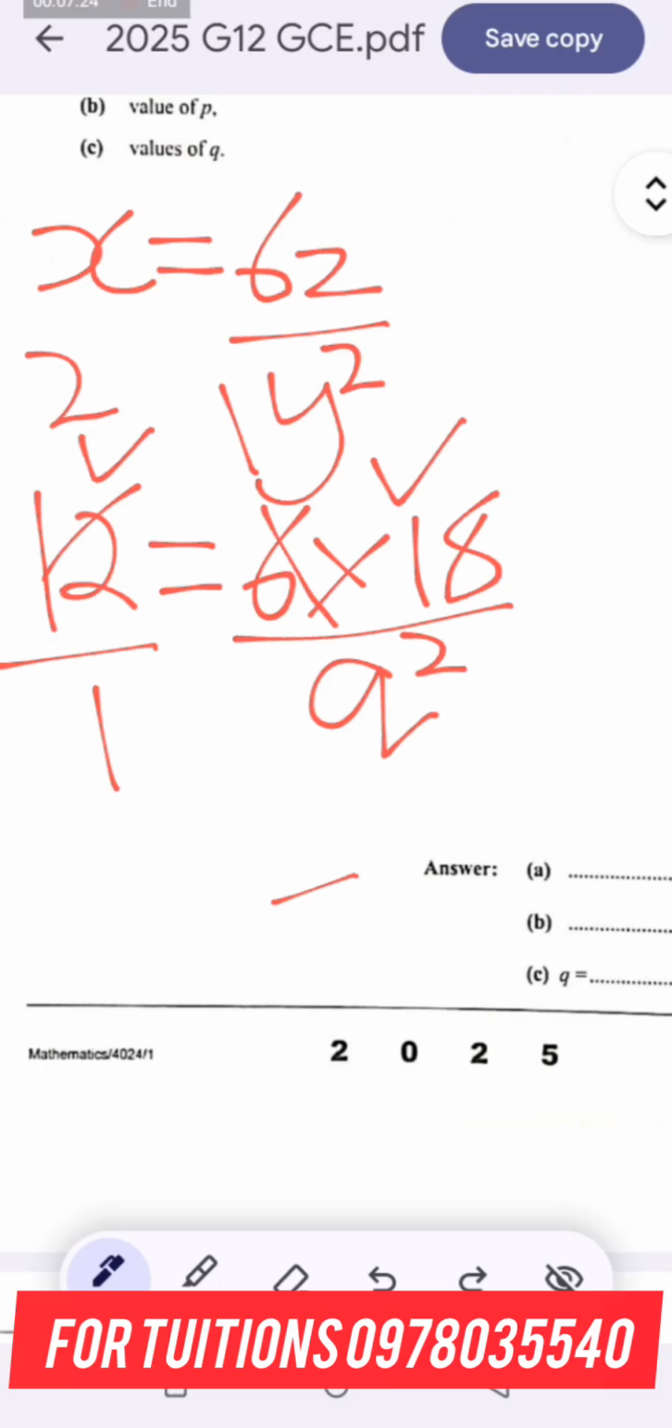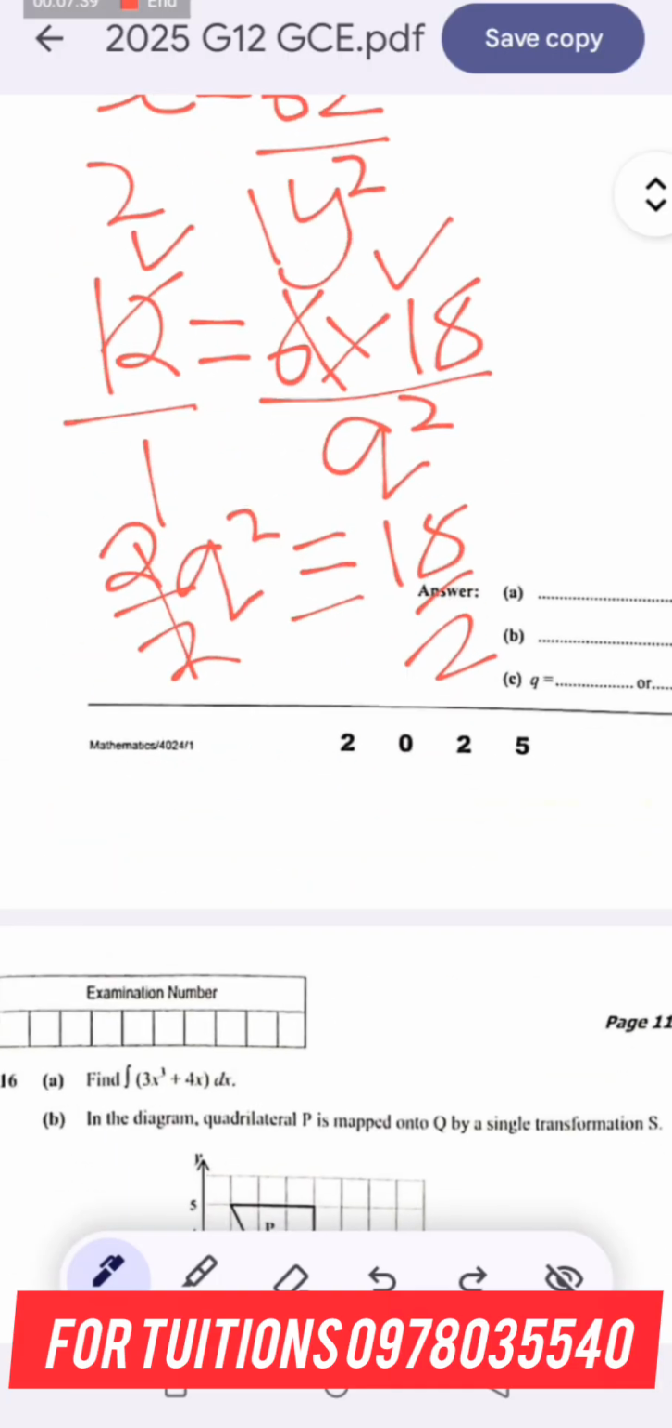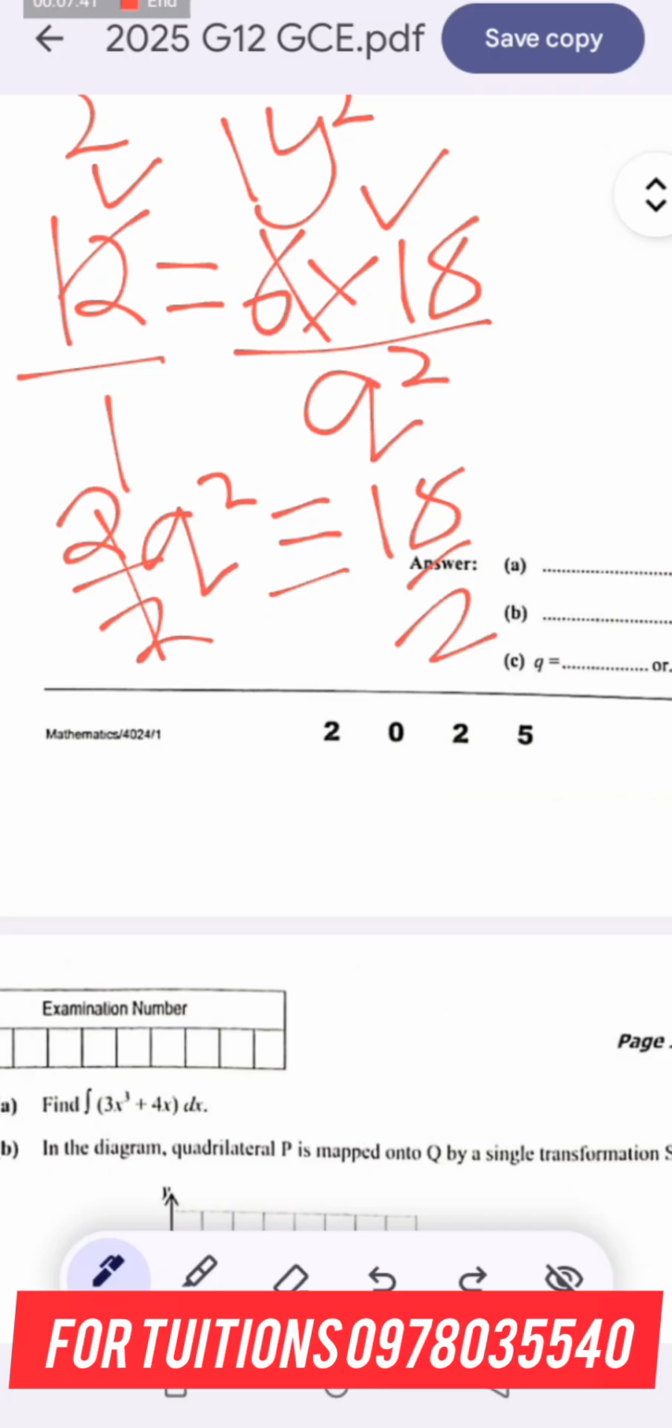So I'll say 2 times Q. I'm going to get 2Q power 2 equals what? 1 times 18, I'm going to get 18. Then just divide by 2 there also. So if I follow through, I'm having Q power 2 equals 18 divided by 2, 9.